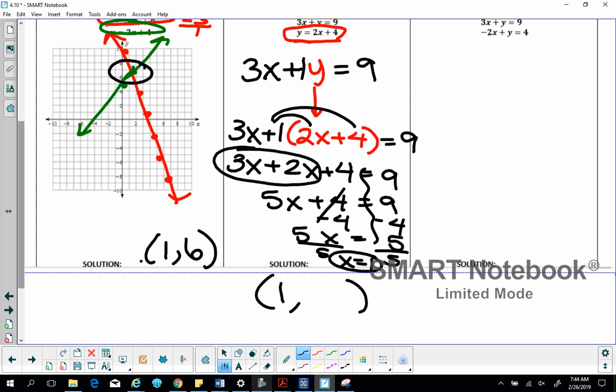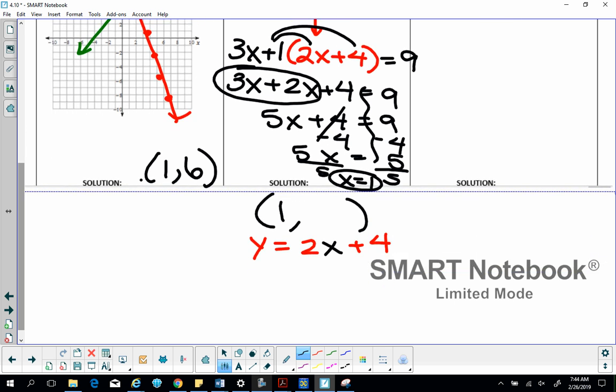So Tristan, what do I do to find my y? Notice, Tristan, I'm asking the same question each time. So you could choose either equation to plug it in. The easiest one probably is the one where I already have y equals. So y equals 2x plus 4. I already know what my x is. What is my x? Right here, 1. So I'm going to rewrite it, but instead of x, I'm going to put 1.